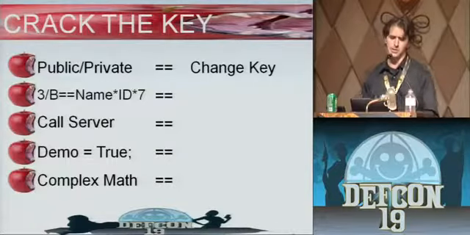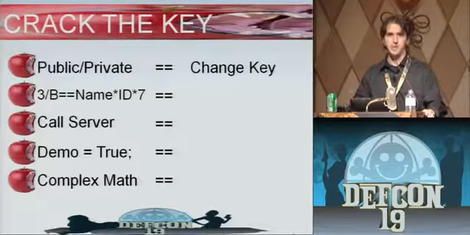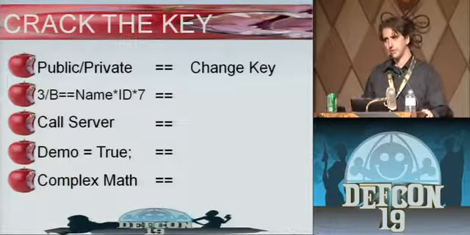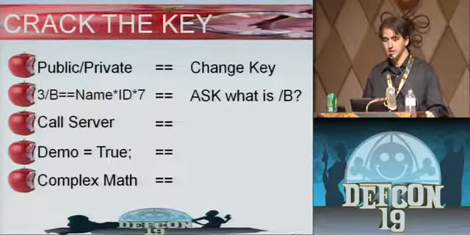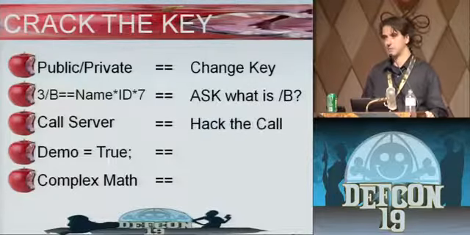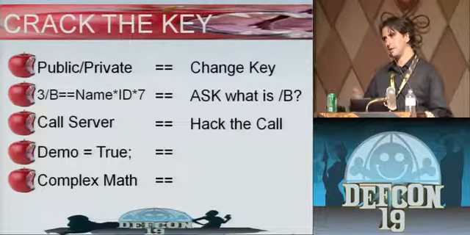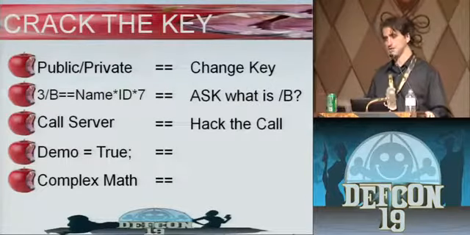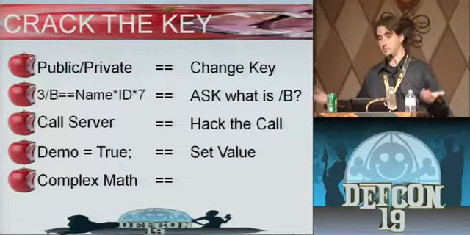The next one is a little weird, but I see it so often. You take your name and the registration code, you do a little bit of math, and you compare it to a known value. You ask it what the known value is, and that's your keygen. That's it. Calling the server, you hack the call. You just mess it up. Whatever they're calling, whether it's a UDP packet or a TCP connection, you just mess it up. Demo equals true. It could be false, and it might.